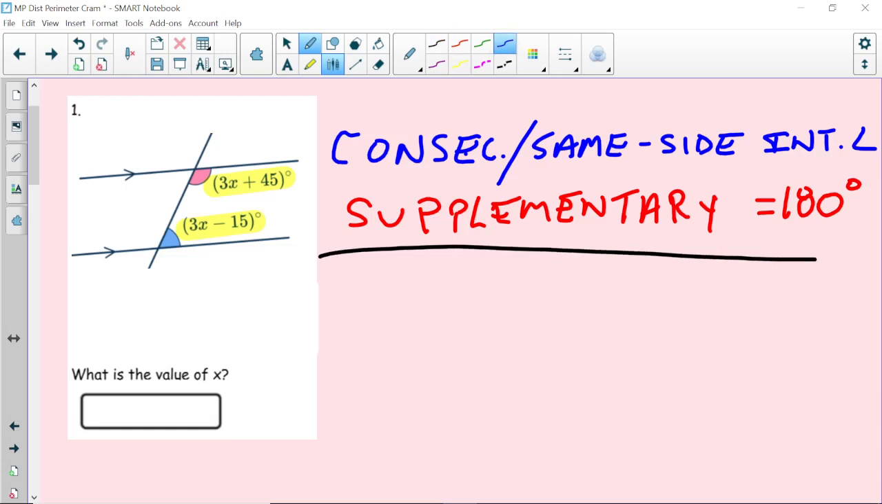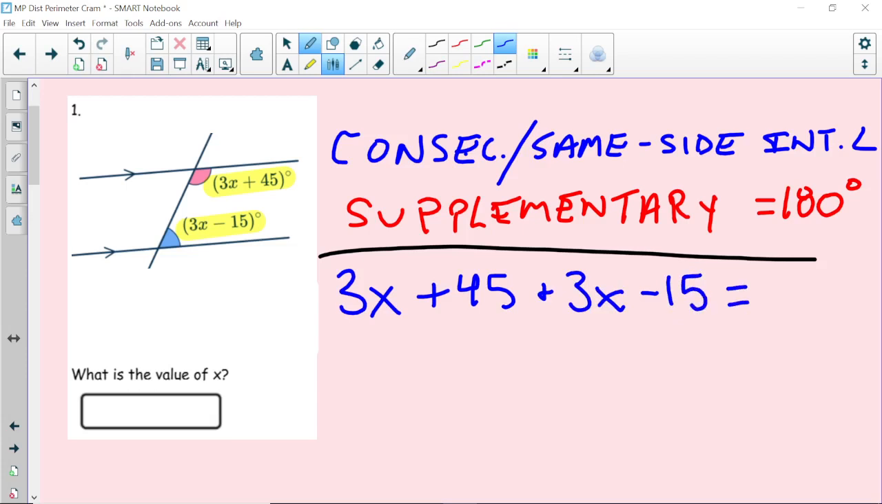So that means that we are going to take our two expressions, add them together, and set it equal to 180. So we have 3x plus 45 plus 3x minus 15 equals 180. We're going to draw a line down our equal sign. We're going to solve for x here.